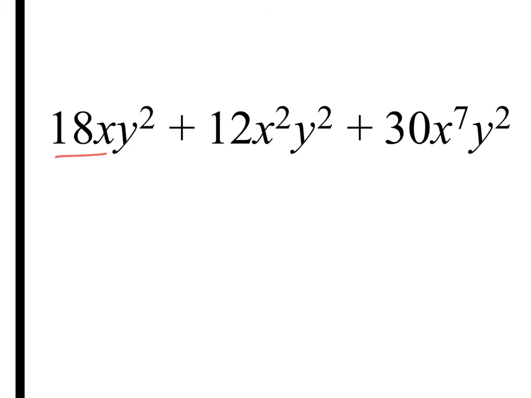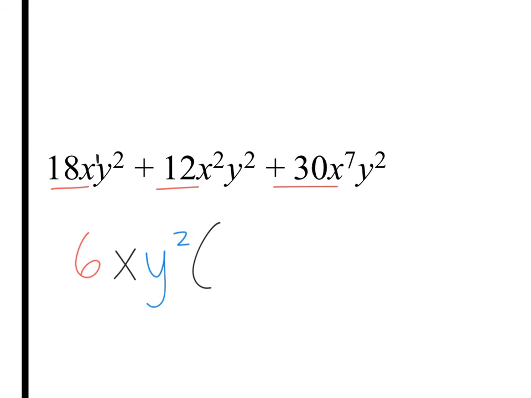Numbers in front, 18, 12, 30. What's the highest number they all divide by evenly? 6. This x has a 1. What is the lowest exponent? The most x's you can take out from all of them is 1. Can't take out more than that because that's all the first one has. They all have 1 x in common. And then the y's, you can take out from all of them y squared.